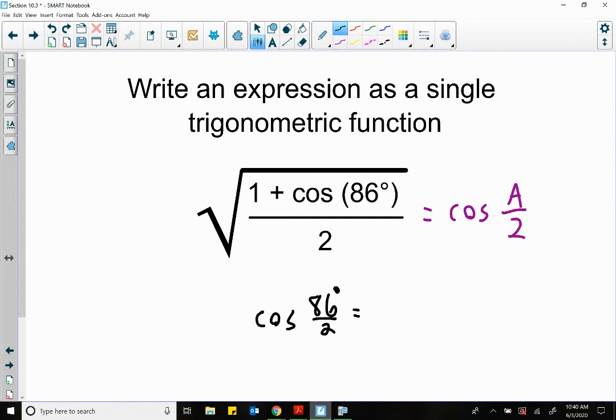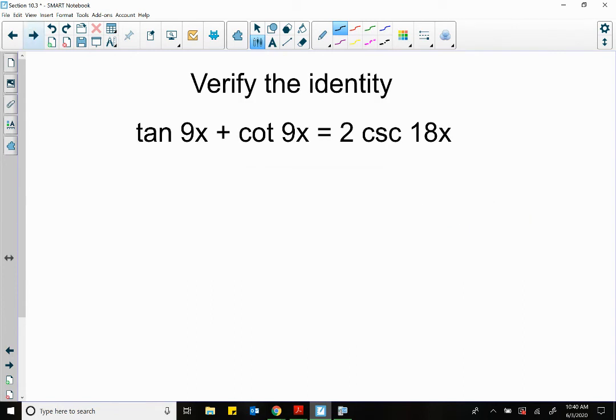And cosine of 86 divided by 2 gives you cosine of 43 degrees. That's it. That's all they wanted. Just take it backwards.